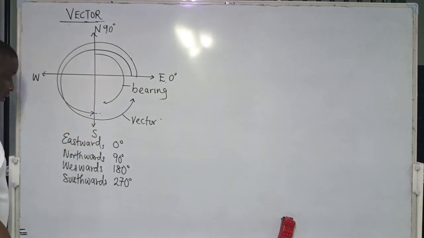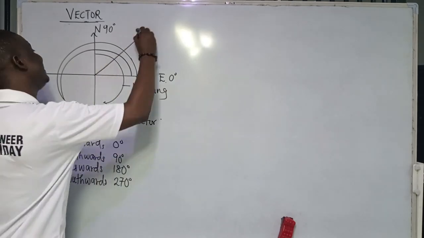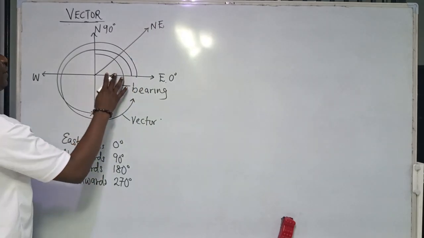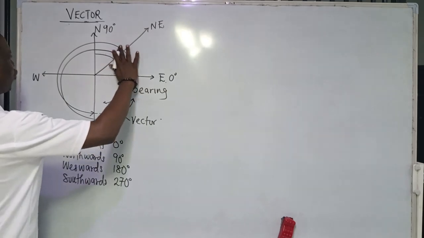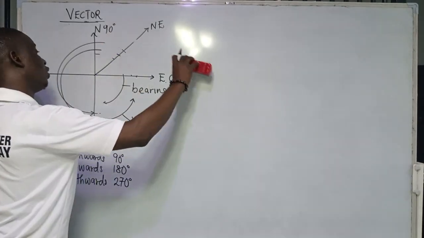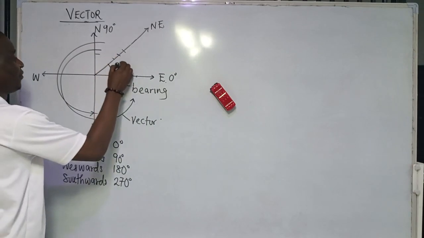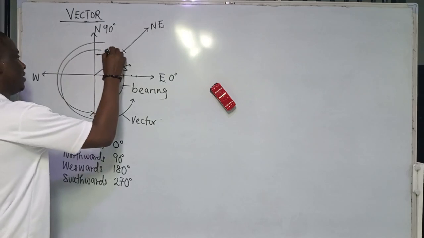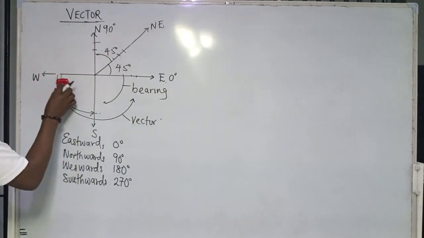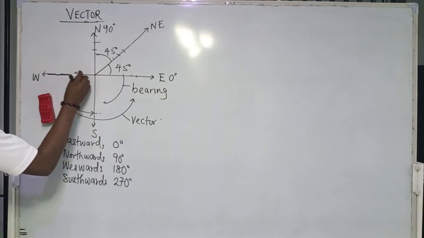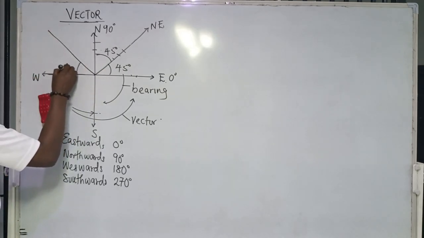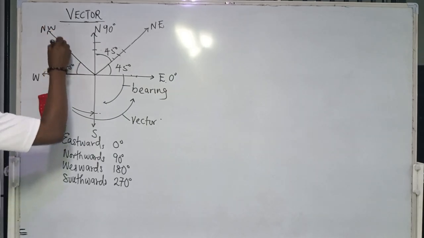Now, don't also forget, if you say northeast, northeast is the line that divides the east and north equally. If you divide east and north equally, what you are going to have is northeast. In that case, here will be 45 degrees, and here will be 45 degrees. Similarly, northwest is dividing north and west equally. So here will be 45 degrees.